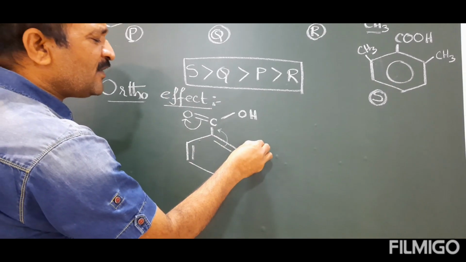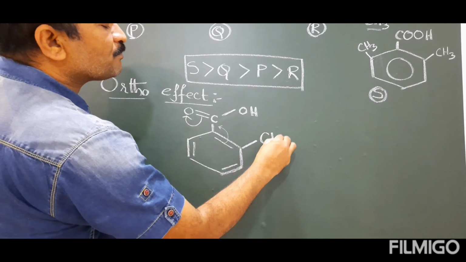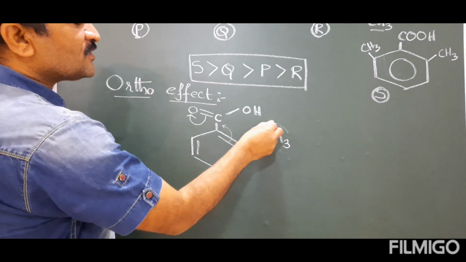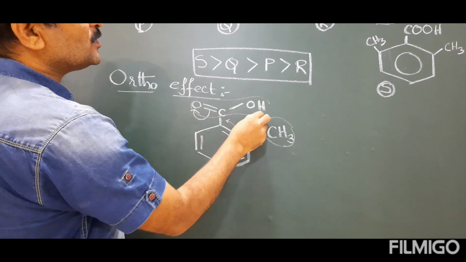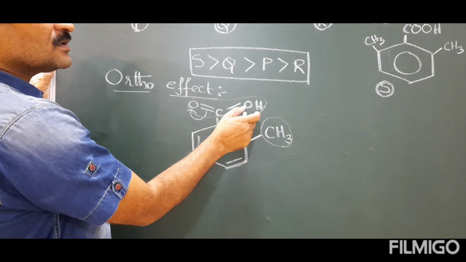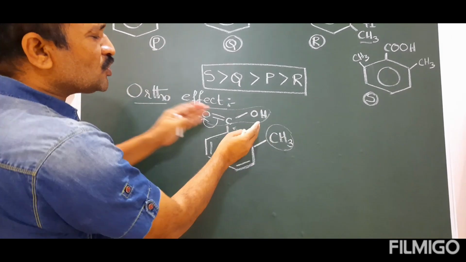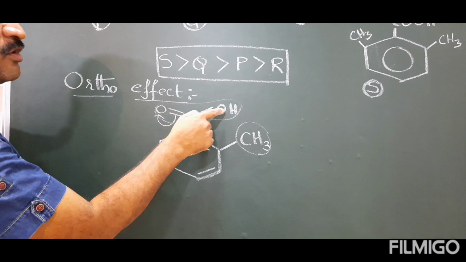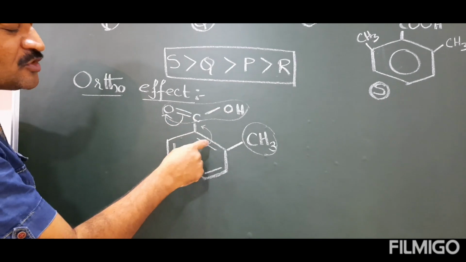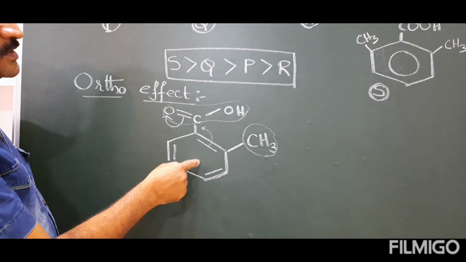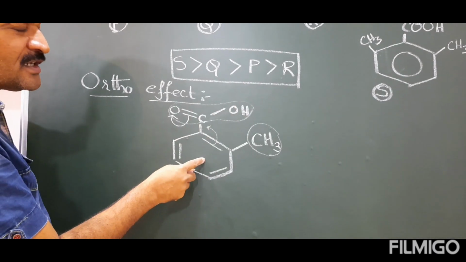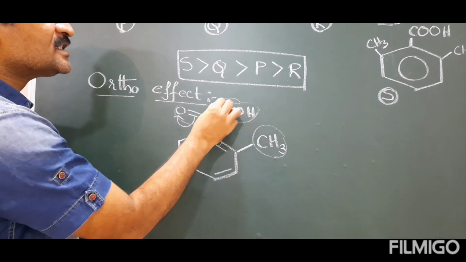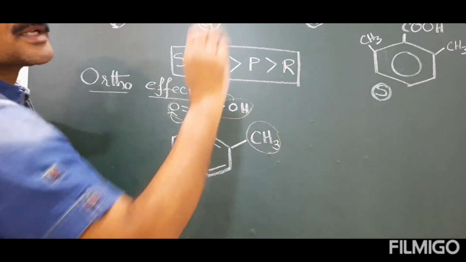Instead of this, if a group is there, that is a methyl group, because of this group and this group there is steric repulsion. As a result, this COOH group is not in a plane with the phenyl group. Then resonance is not possible with the benzene ring. Then this carbon drags the electron density from here and releases the H+.